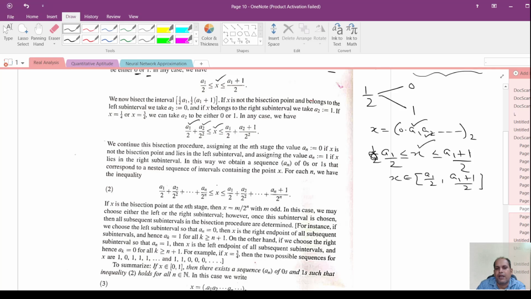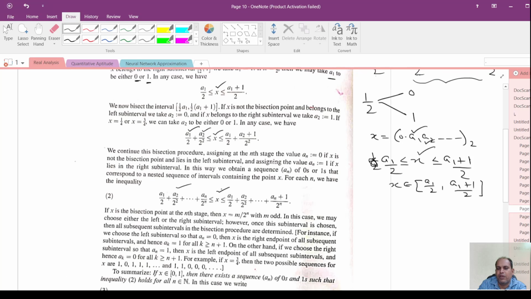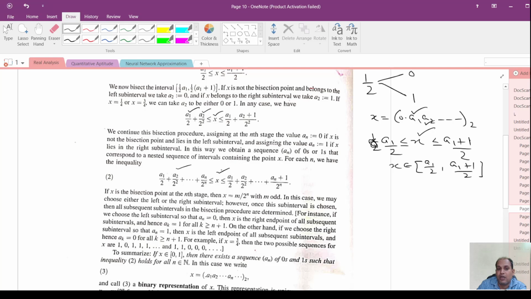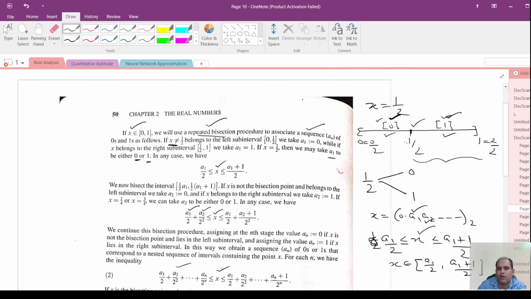Now, in general, at the nth stage, x will be enclosed within these two closed intervals. And one of the interesting things is that we always write that this representation is unique. So, using the nested interval lemma, we can show that this interval is unique. Why is this unique? Here, see, x belongs to, for example, at the second stage, x is enclosed into a1 by 2 plus a2 by 2 square comma a1 by 2 plus a2 plus 1 by 2 square.